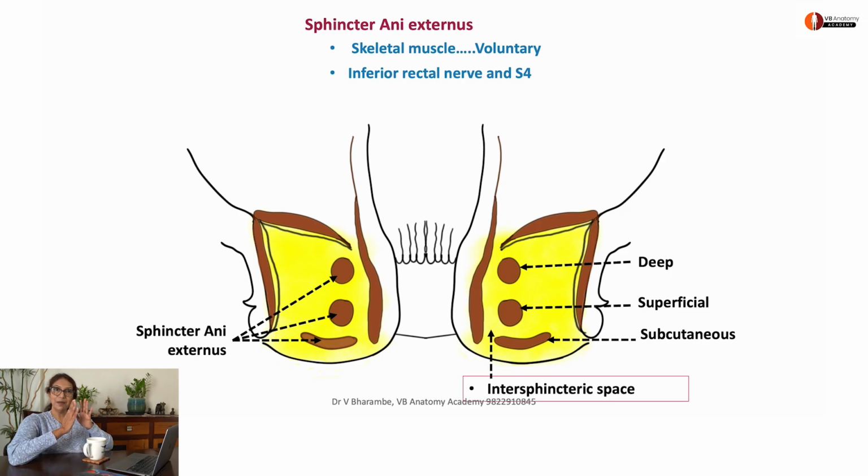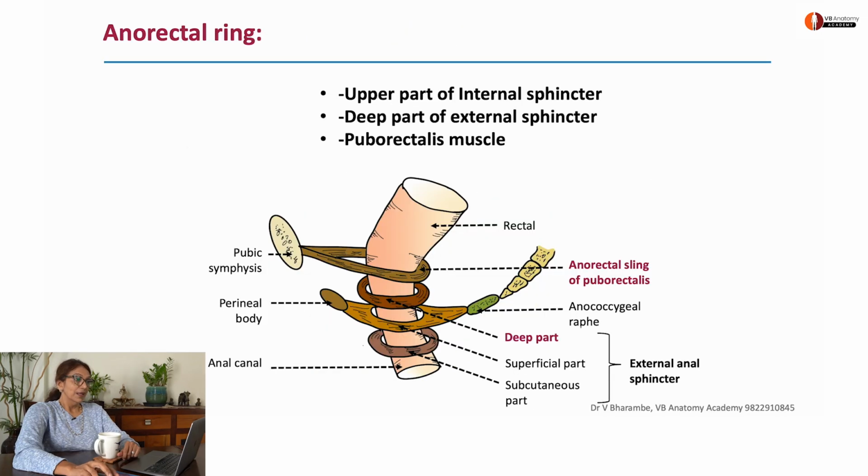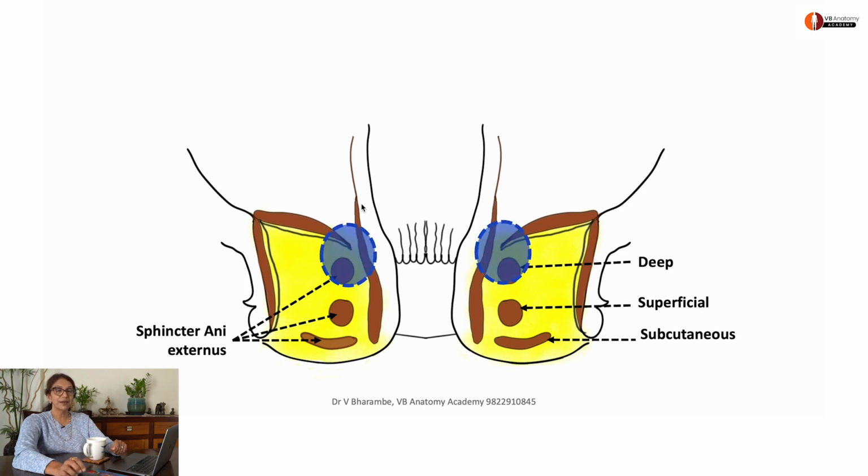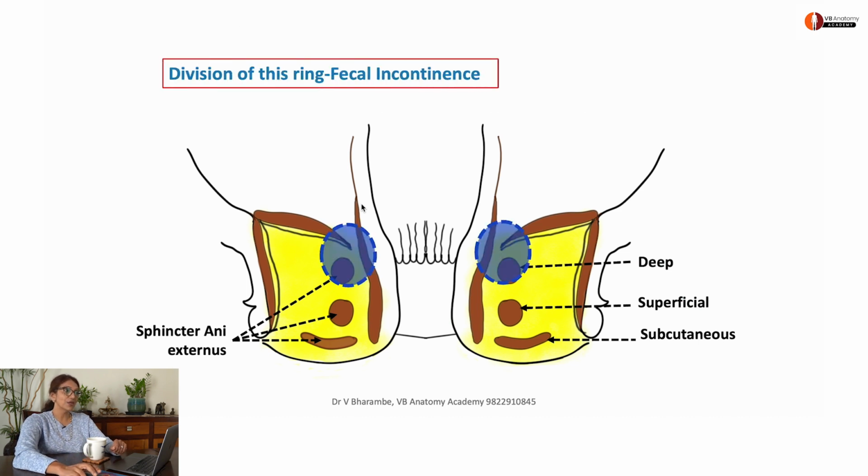And in between them, remember there's an intersphincteric space which is often explored by surgeons in various surgeries. The upper part of the internal sphincter, the deep part of the external sphincter, along with the puborectalis. See, here's the puborectalis, here's the deep part, and in the wall is the internal sphincter. Together they form the anorectal ring. So here's your anorectal ring. And if this ring is damaged, it will lead to fecal incontinence.